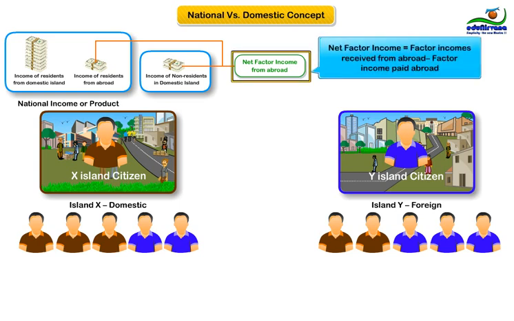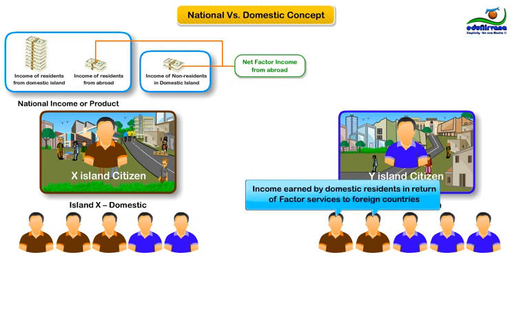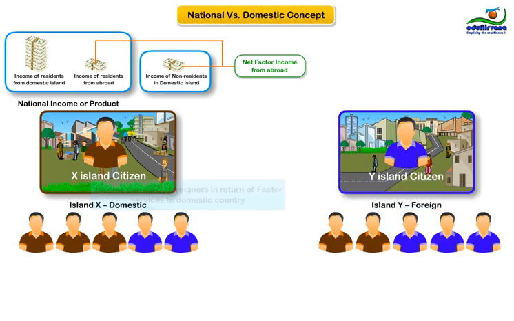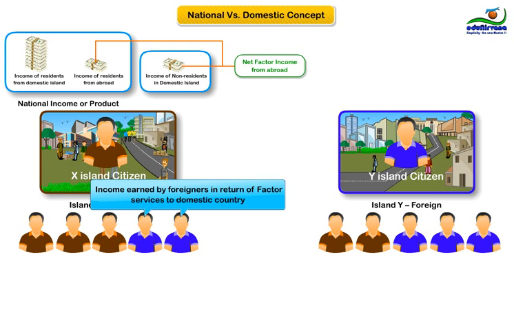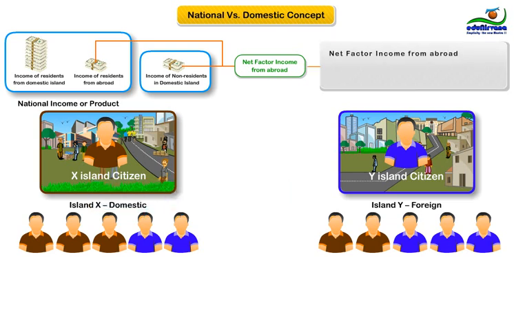Simply put, net factor income from abroad is the difference between factor income received and factor income paid abroad. It is income attributable to factor services rendered by normal residents of the country to the rest of the world, less factor services rendered to them by the rest of the world. Put in the form of an equation, net factor income from abroad is equal to factor income earned from abroad by residents minus factor income of non-residents in the country.